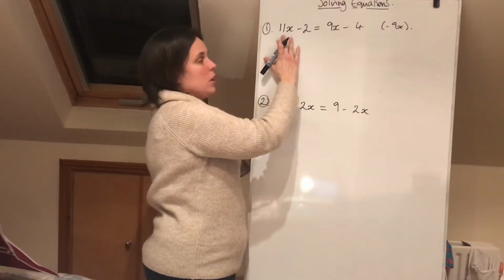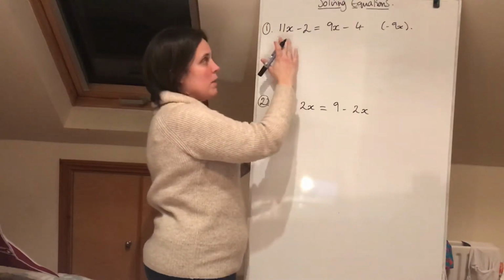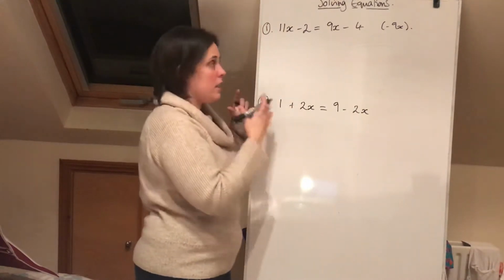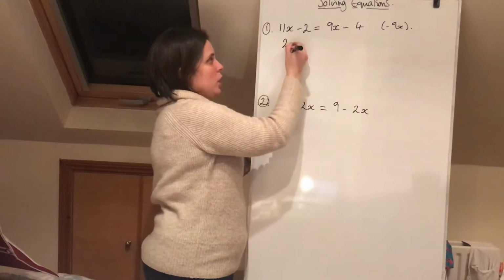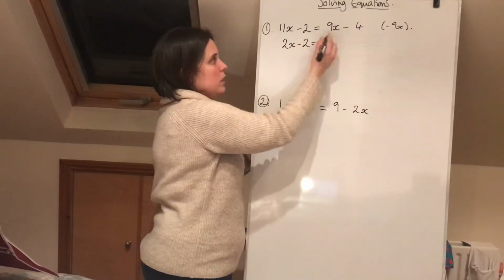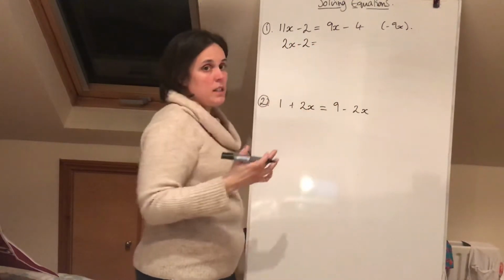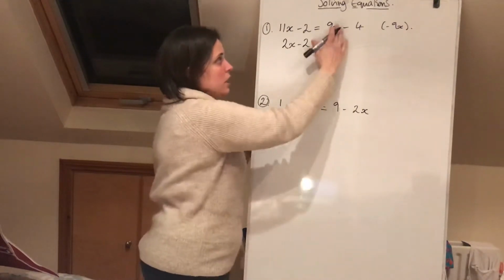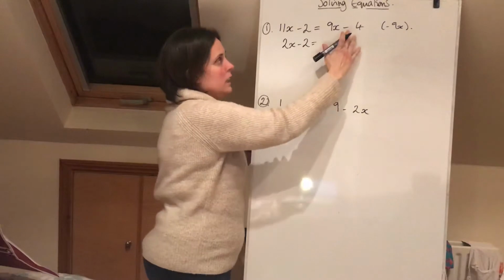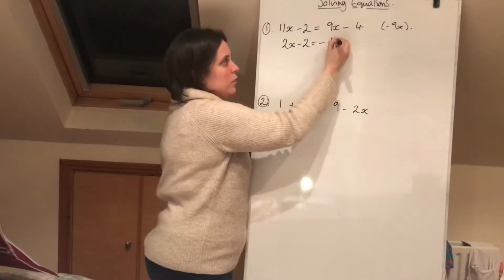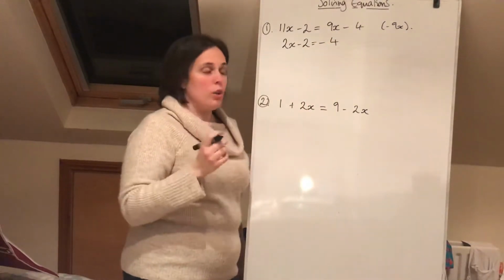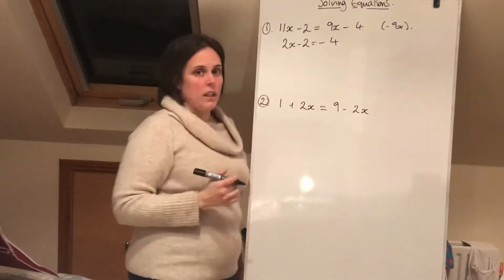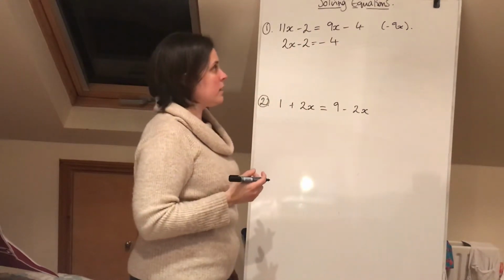If I take away 9x from this side of the equation, what I'm left with, if I've got 11x and I take away 9x, I'm left with 2x, subtract 2 still, is equal to, now on this side it's important that you leave the sign with whatever it's in front of. So the 9x is gone because I've taken it away, but I've still got negative 4, and that's really important. Don't drop your sign from one line of the working out to the next.